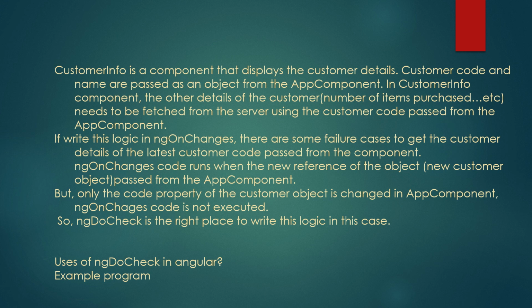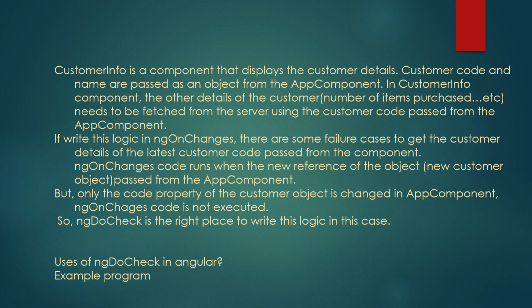But in the app component, only the code property of the customer is changed. In that case, the ngOnChanges code will not be executed. So the latest customer details will not be displayed in the CustomerInfo component. ngDoCheck is the right place to write this logic.